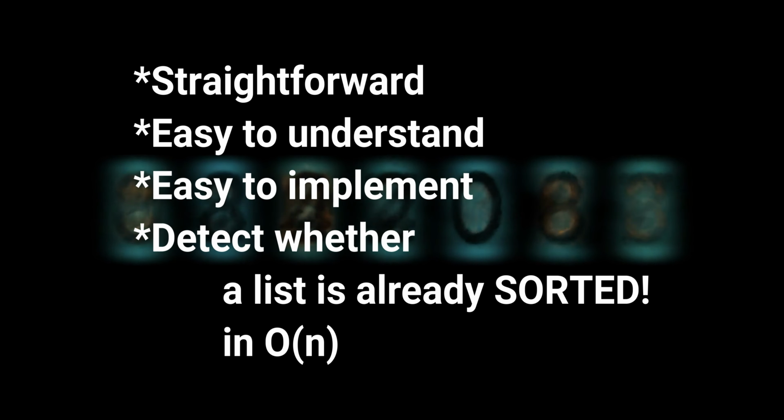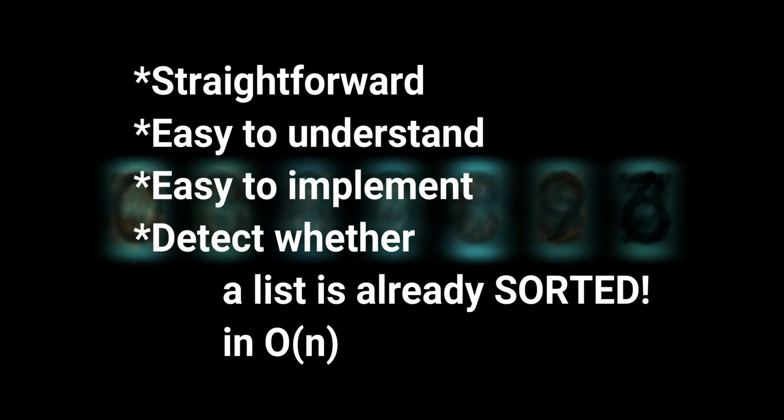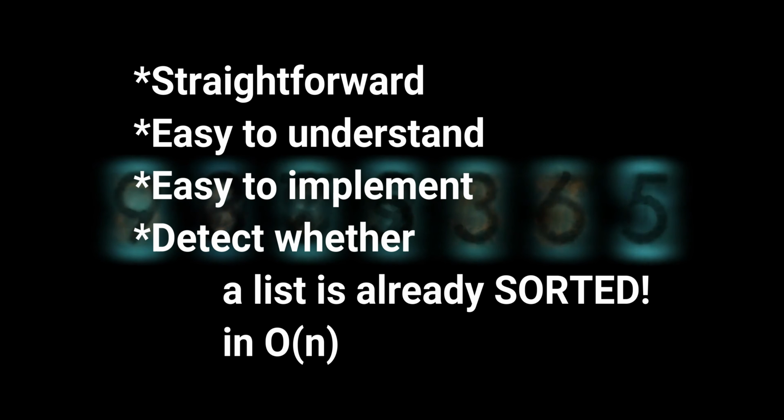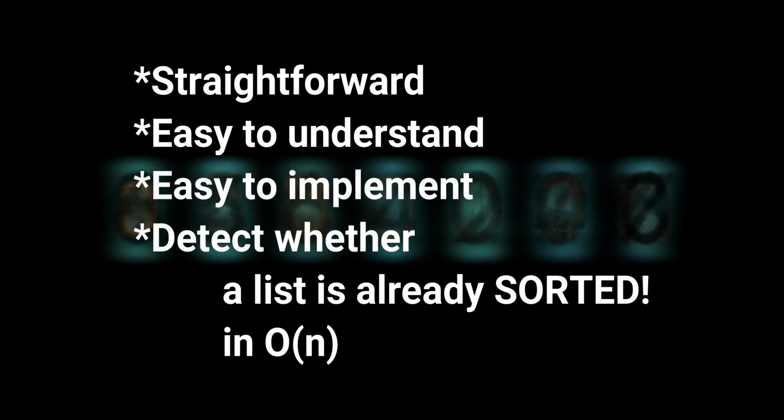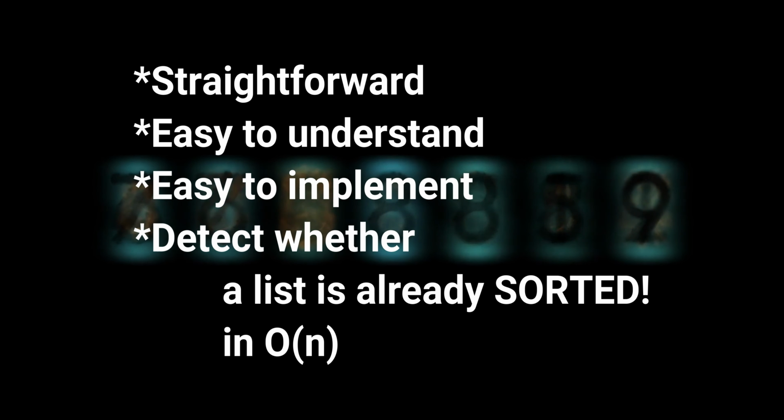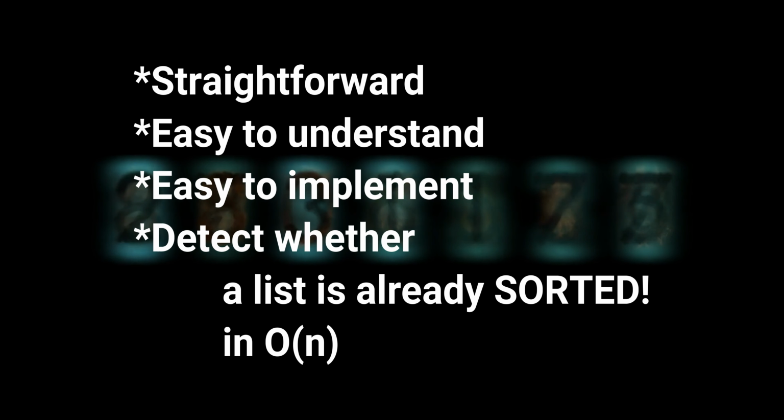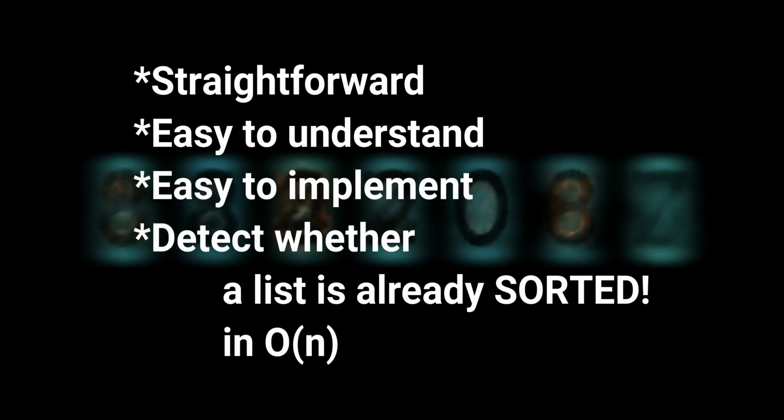But bubble sort has its advantages too. It's straightforward and easy to understand. It's also easy to implement, and for small lists it works just fine. Plus, it has a cool feature. It can detect whether a list is already sorted. If it makes a pass through the list without doing any swaps, it knows the list is sorted, and it can stop right there.